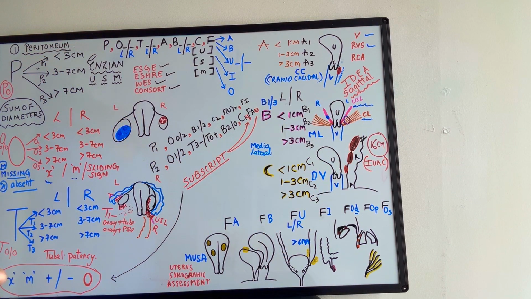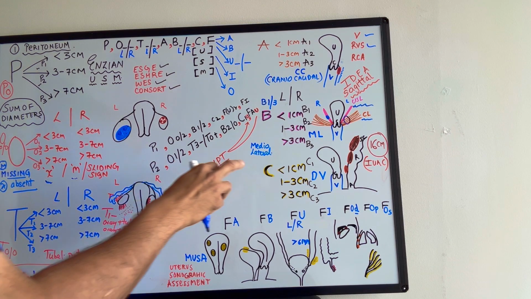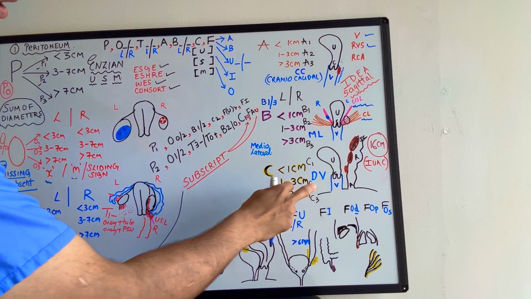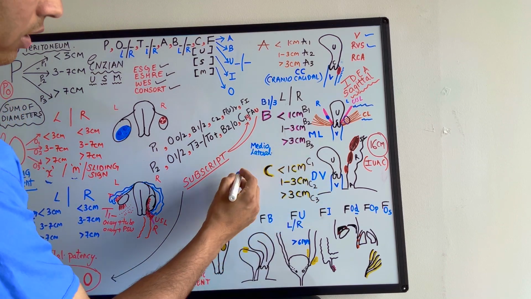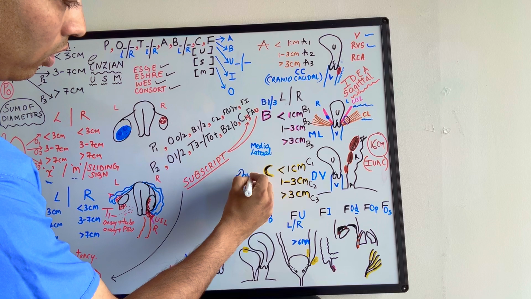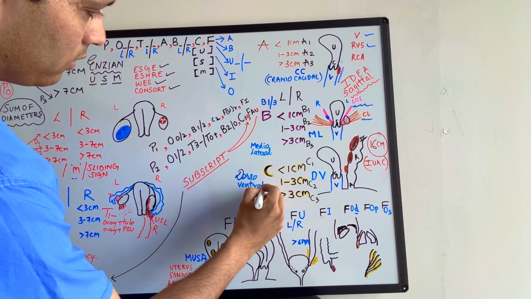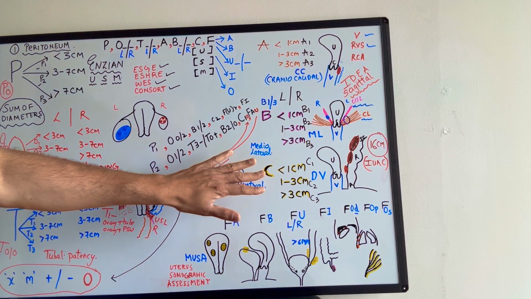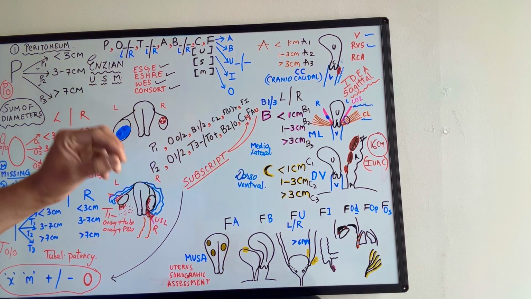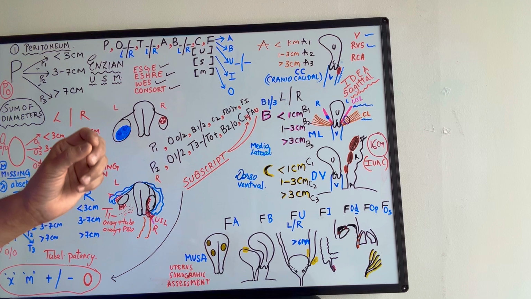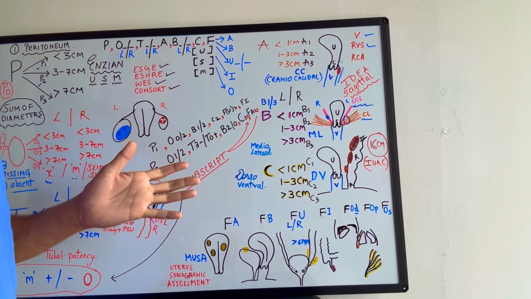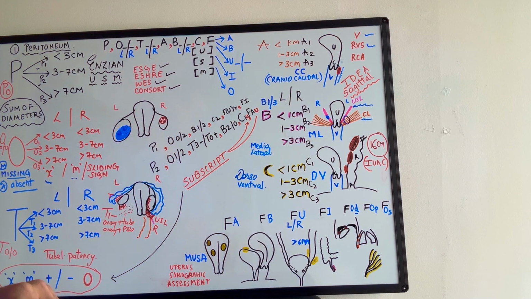Now we move on to letter C, which is the third plane. This is dorsoventral. DV is dorsoventral, the ventral plane. Again, the numerical value stands for the size of the lesion, which is less than 1 centimeter, 1 to 3 centimeters, and more than 3 centimeters.